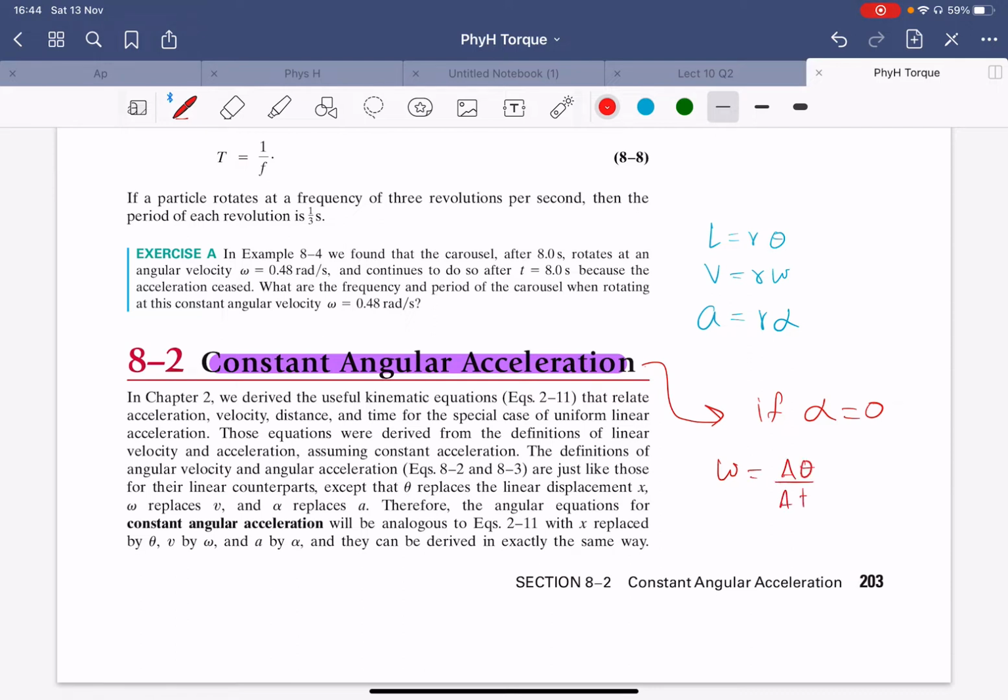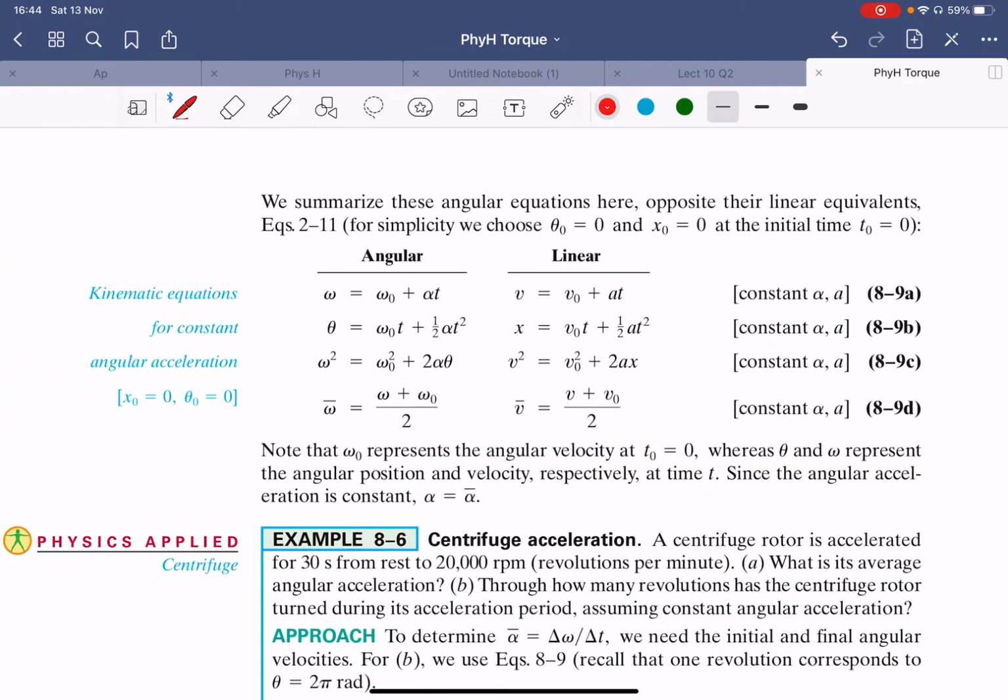If the question is asking for any value, we just need these three parameters, yeah? But what if alpha is not zero? If alpha is not zero, then we use the four equations of motion here. Recall this. The first equation for linear is V equals VI plus AT. We use this equation when something is not given, right? So what is not given to us? You want to use this equation when distance is not given, right?